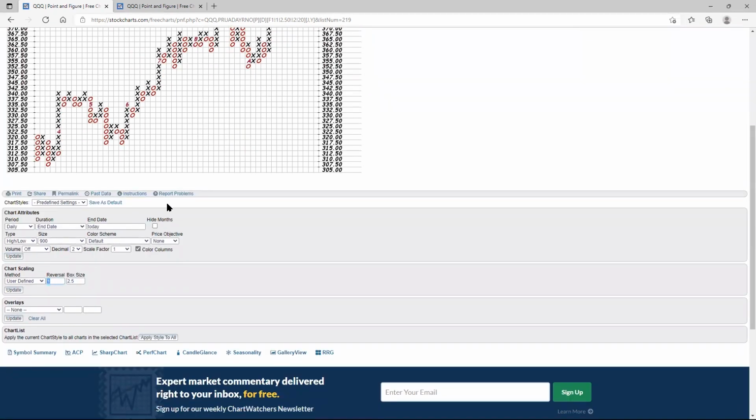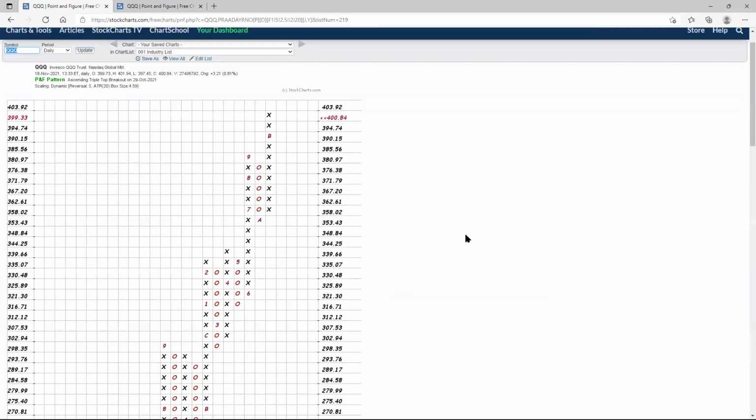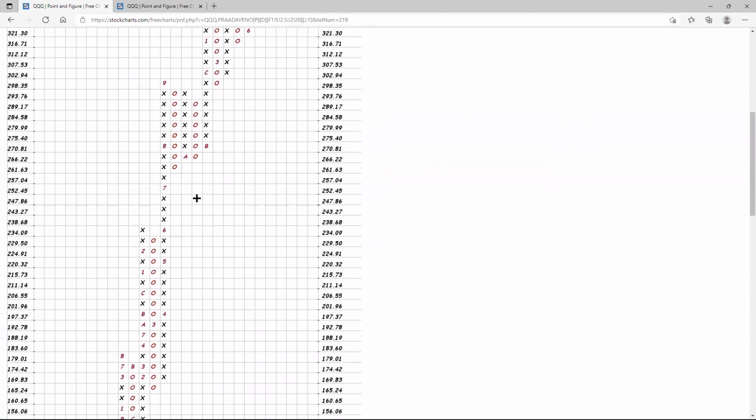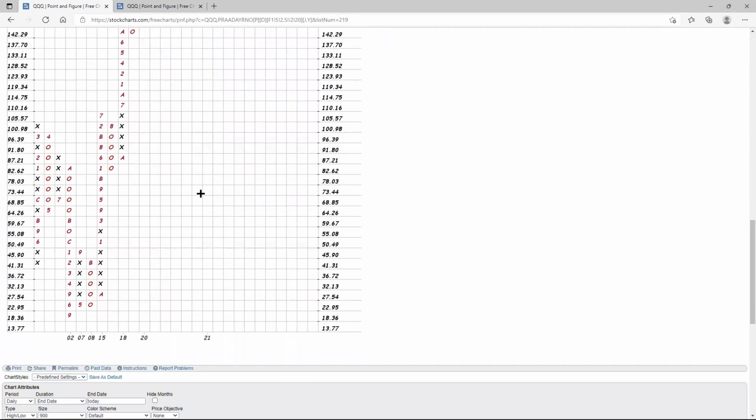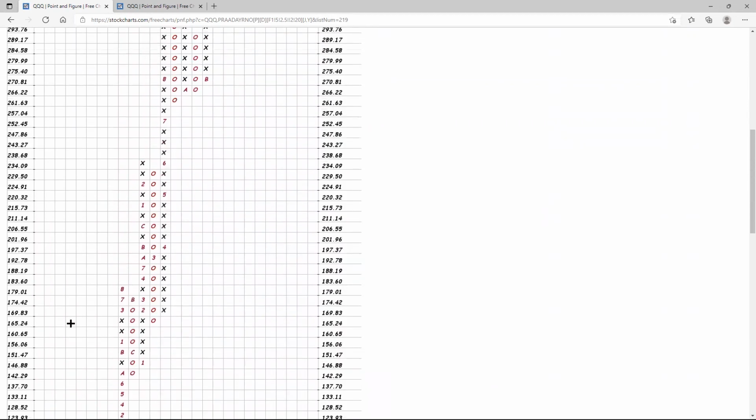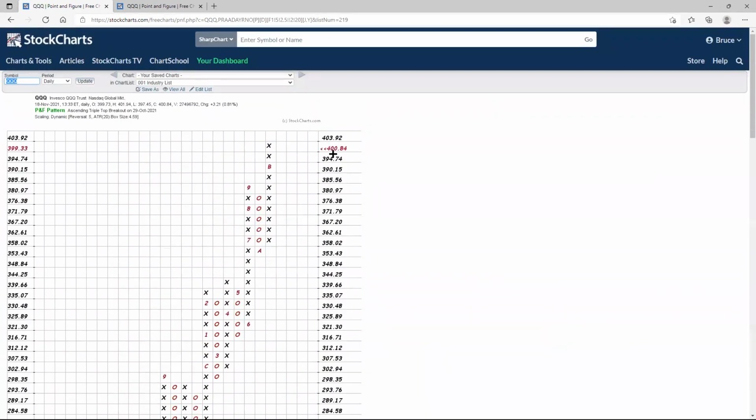Well, let's do this. Let's go to 5-box reversal and ATR scaling on the QQQs and see what we get. Wow, interesting. So now 5-box is really big. That's the equivalent of going to, it's not a perfect comparison, but call it a monthly chart. And so this should give us a lot more information. Wow, goes all the way back to '02. So this is the '02 low right here. And this is the big uptrend from '02 to the present.